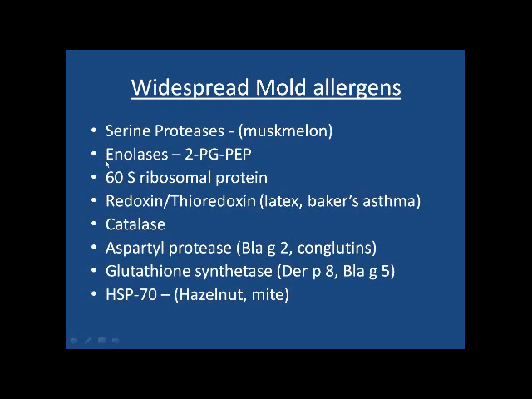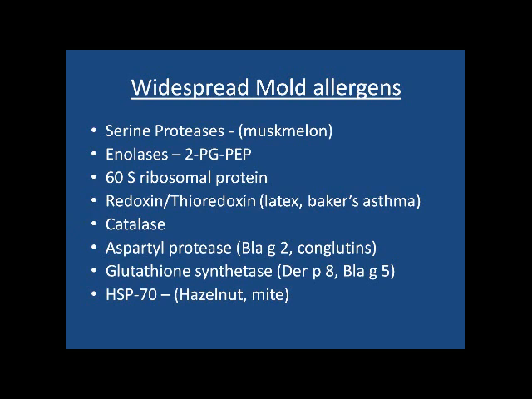But the enolases seem to be very important, and it seems to be a highly cross-reactive allergen from a number of different molds. There's a 60S ribosomal protein, which seems to be a very common mold allergen, and I don't think anyone understands how that one works. There's the thioredoxins, the redoxin, that I mentioned earlier. There's catalase, of course. Molds are inhibited by peroxide, and a lot of plants can make peroxide, and one way to avoid that influence is to produce catalase, which destroys the peroxide.